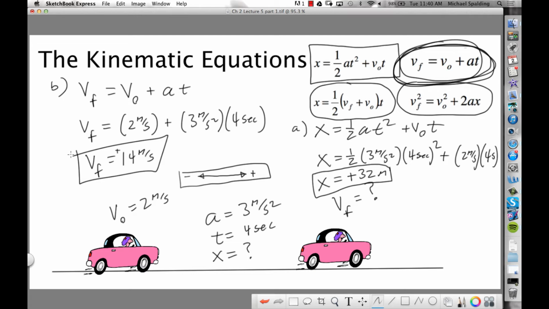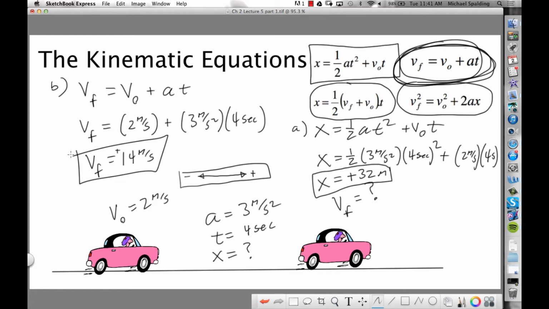Is it possible to have a positive velocity but a negative acceleration? Yeah? And what would be happening there? The car's slowing down, right? In fact, if I were you, I'd write in your notebook, whenever velocity and acceleration have opposite signs, the object is slowing down. And whenever they have the same sign, the object is speeding up.